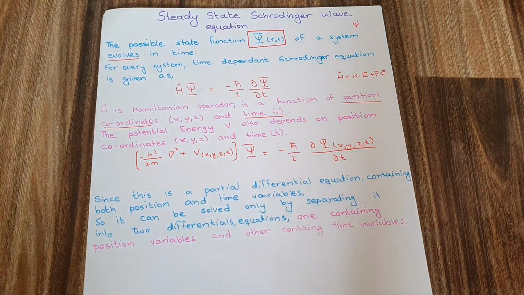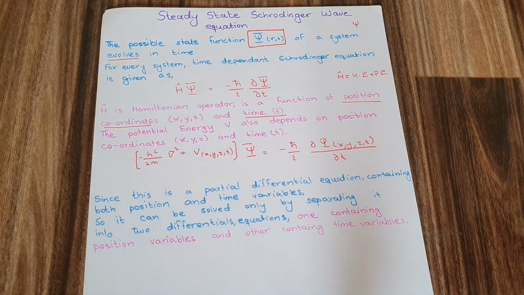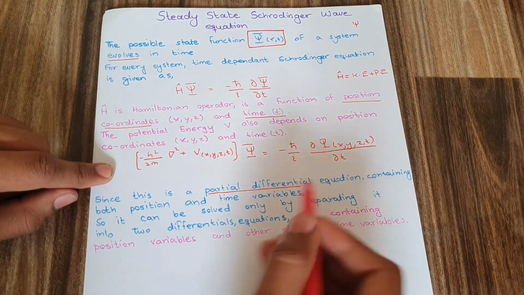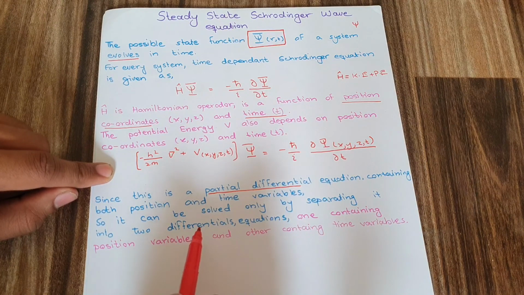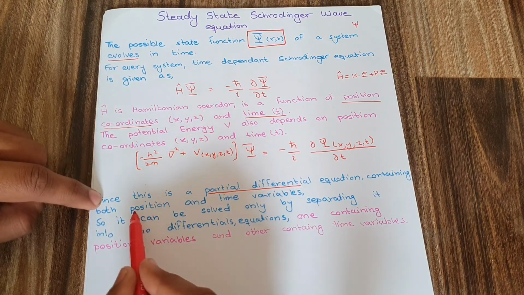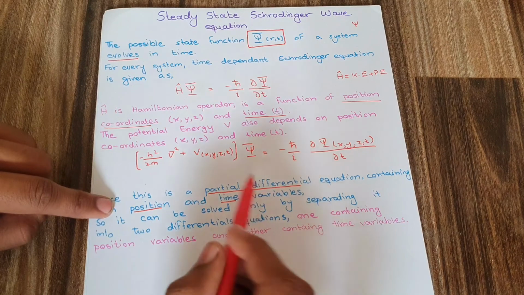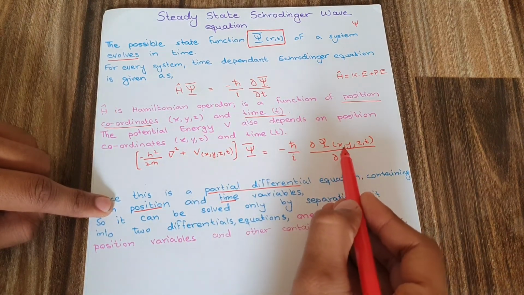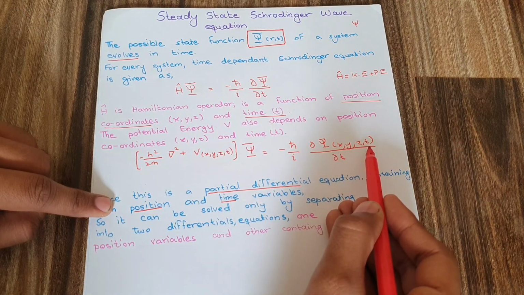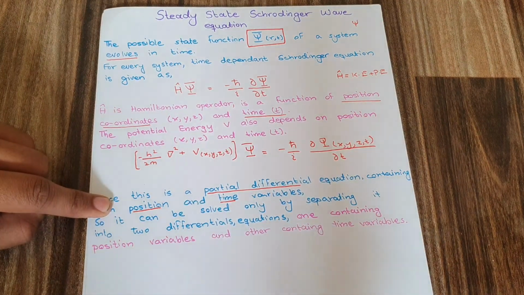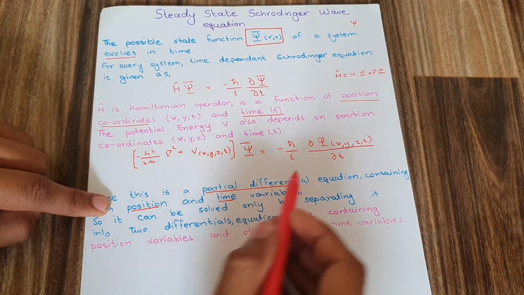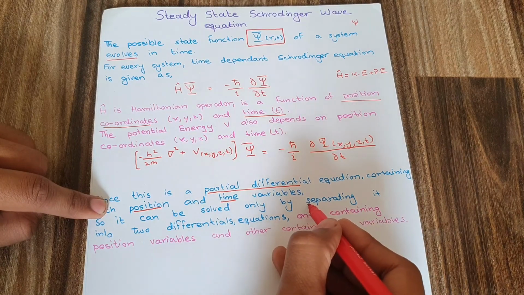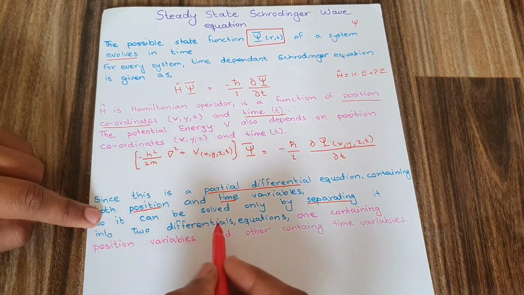As you can see, this equation is a partial differential equation that contains both position as well as time variables. It contains the x, y, z position variables and time variables, and on the right hand side it also contains position variables and time variables. So in order to solve this equation, what we need to do is to separate it into two differential equations.